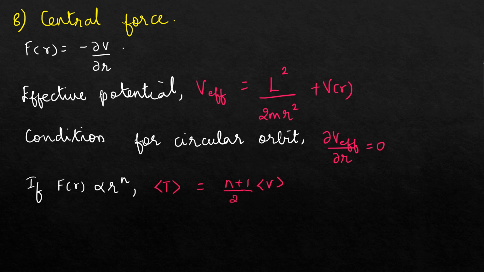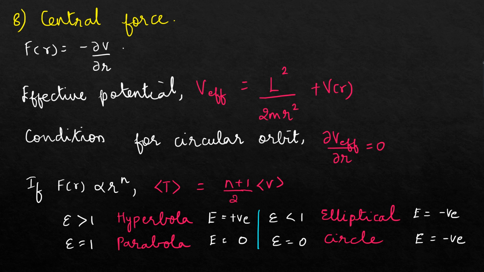And using the virial theorem, if F of r depends on r to the power n, then the kinetic energy is related to the potential energy as this. That is T is equal to (n plus 1) by 2 into V. And then you have to just note the eccentricity value and the energy value for all these trajectories. So I hope this is easy for you to remember everything.